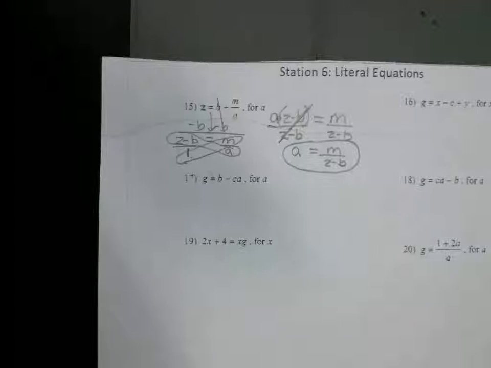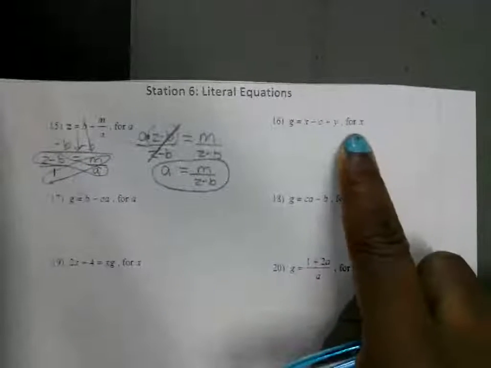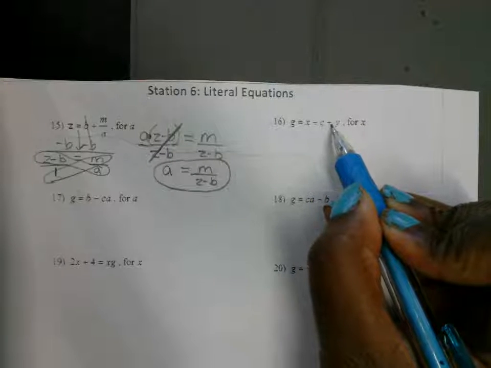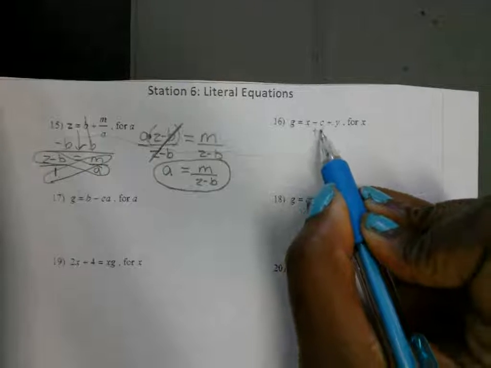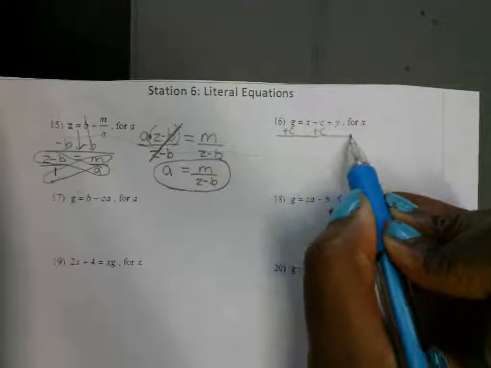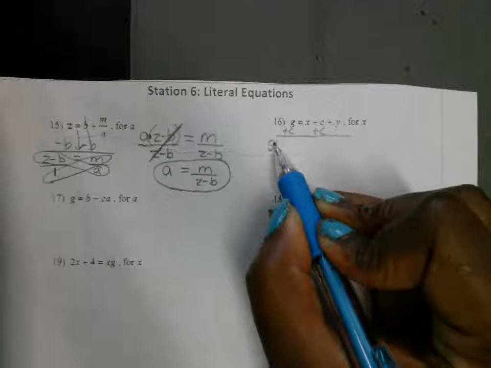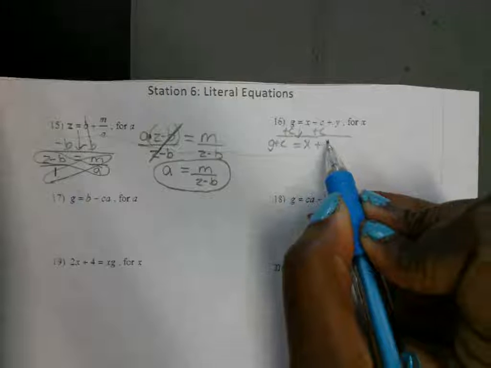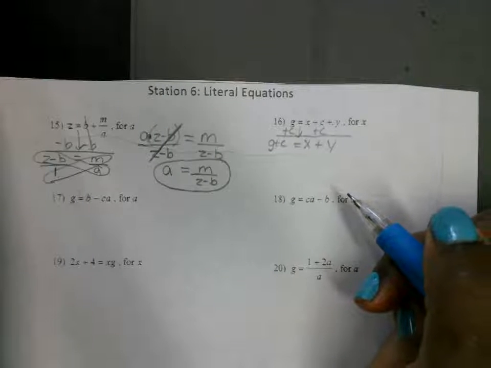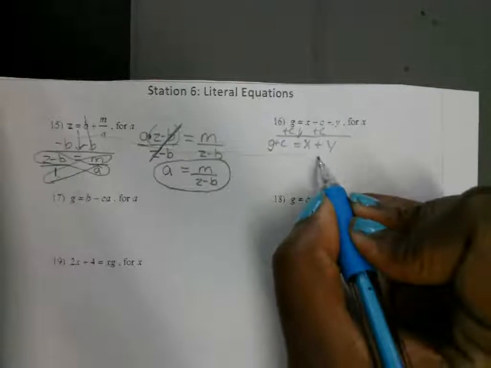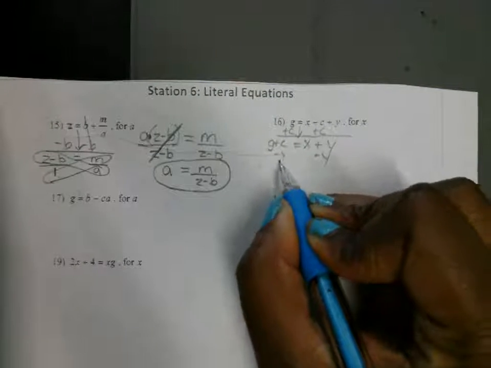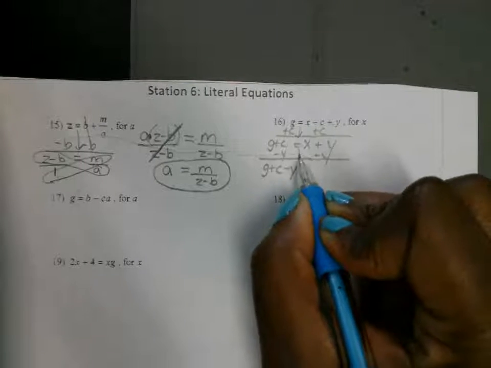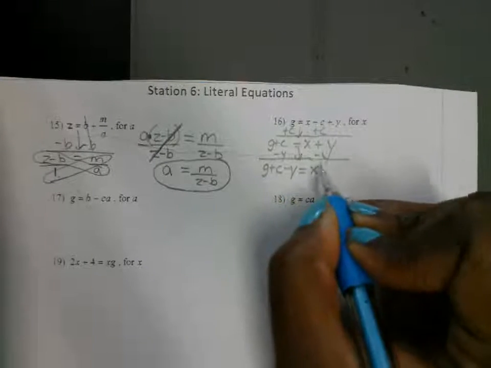All right, let's look at the second one. We're solving for X. To get X by itself, we got to get rid of the minus C and the plus Y. Doesn't matter which one you get rid of first. I'm going to add C to both sides. Just go in order. This gives me G plus C is equal to, now what's left is X plus Y. To get X by itself, now I'm going to subtract the Y. So now what I have is G plus C minus Y is equal to X.